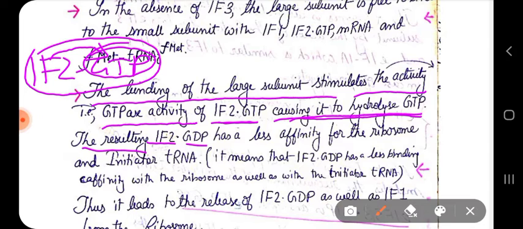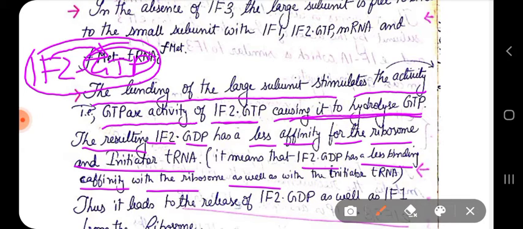IF2 can only attach to the ribosome when a GTP molecule is present, but now that IF2 has hydrolyzed the GTP, it has a lower affinity for the ribosome and the initiator tRNA. That means simply IF2 GDP has a lower binding affinity with the ribosome, as well as with the initiator tRNA. Thus, it causes the release of IF2 GDP as well as IF1 from the ribosome.